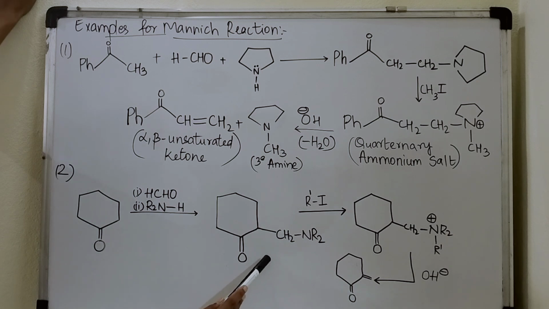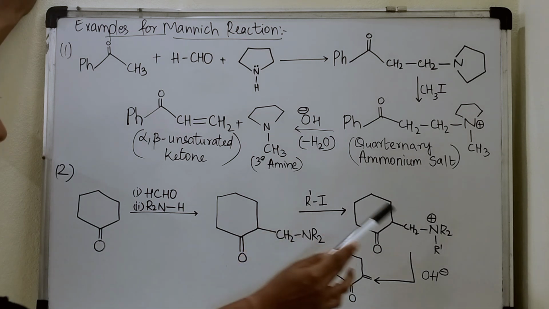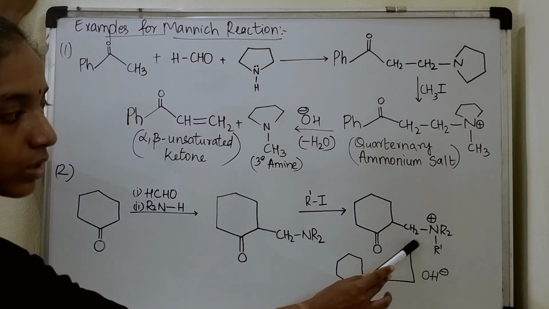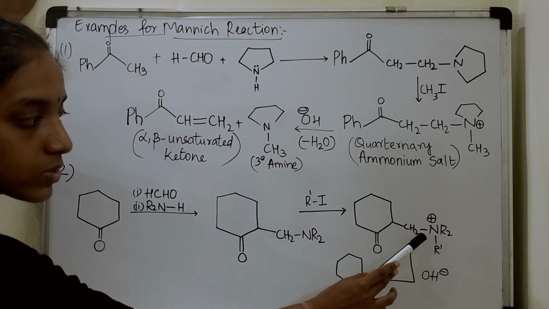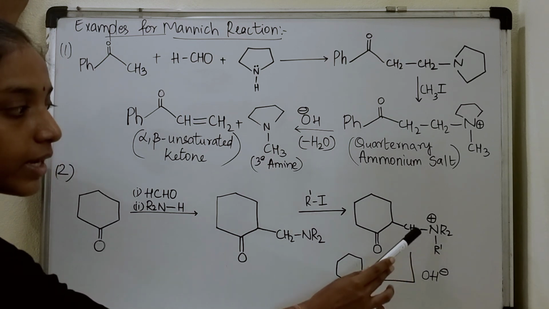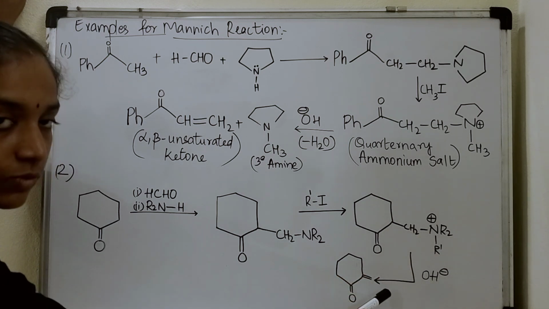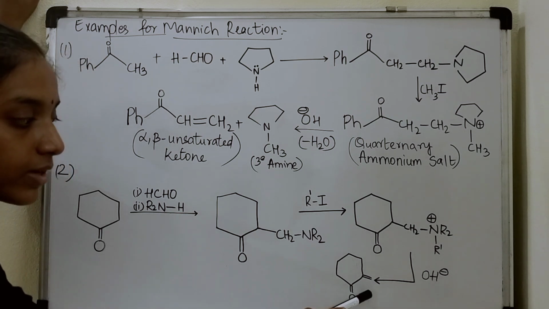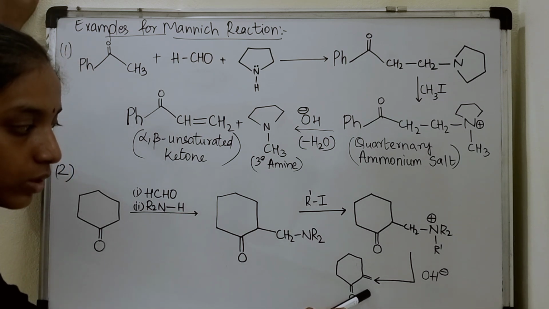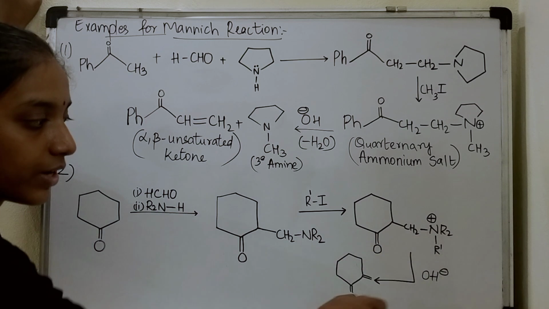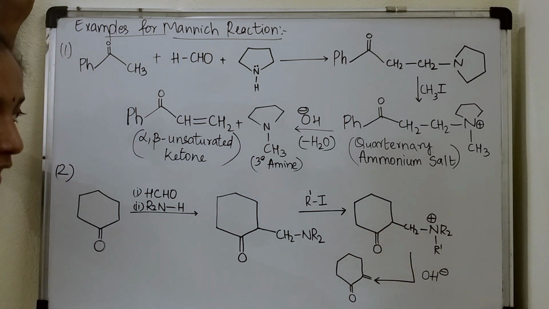Now this compound will react with an alkyl iodide and will form a quaternary ammonium salt. Now this quaternary ammonium salt will undergo the Hofmann elimination reaction in the presence of a base, OH minus, and will give us an alpha beta unsaturated ketone along with a tertiary amine. That reaction is called the Hofmann elimination reaction.